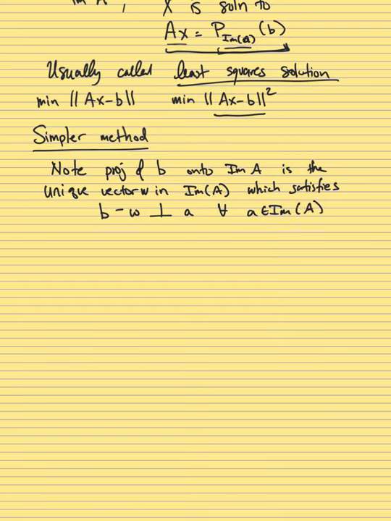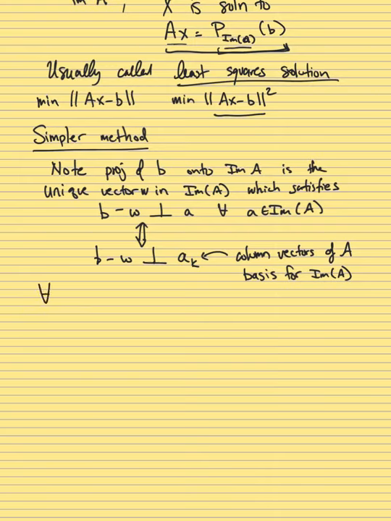In particular, this is true if and only if the vector B minus W is orthogonal to A_k, where these are the column vectors of A. This is because they form a basis for the image of A. If you're orthogonal to all of these vectors, then you're orthogonal to the whole image. So for every k, we get an equation.